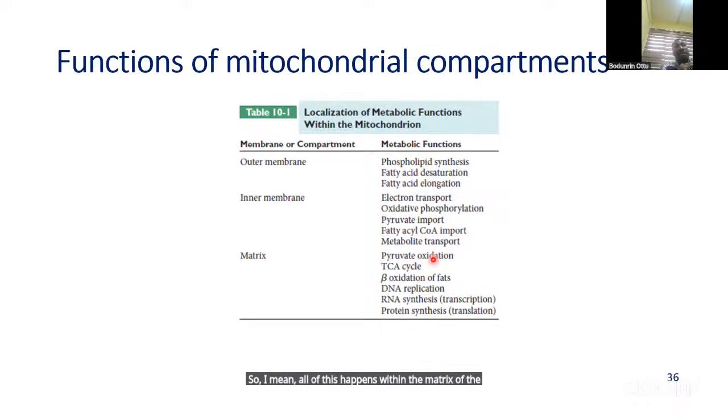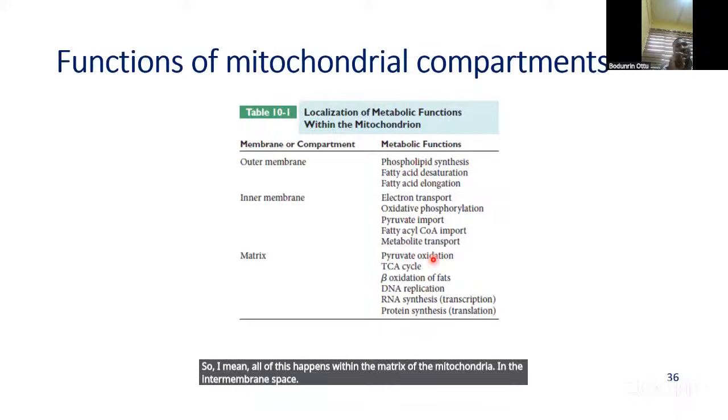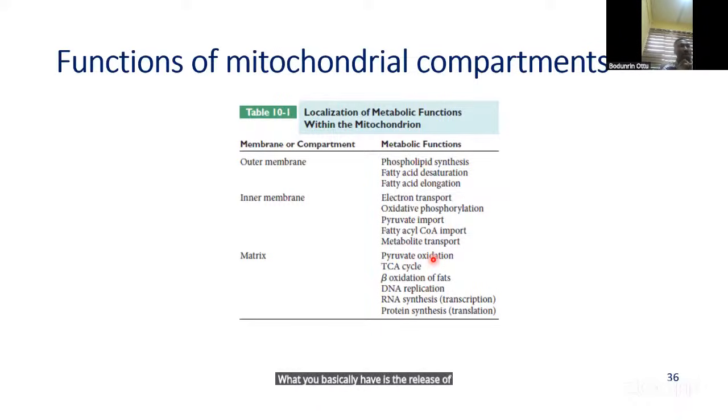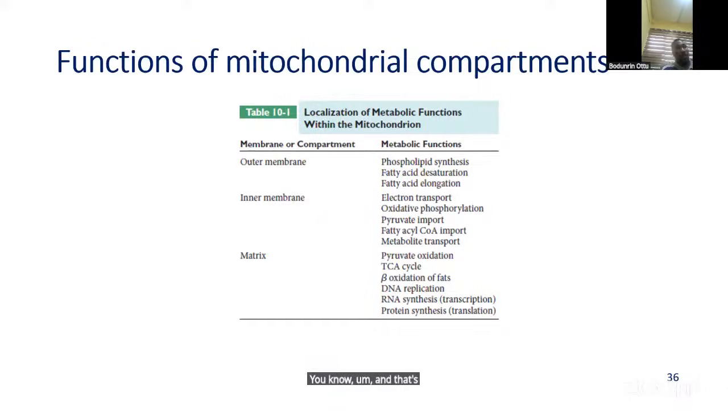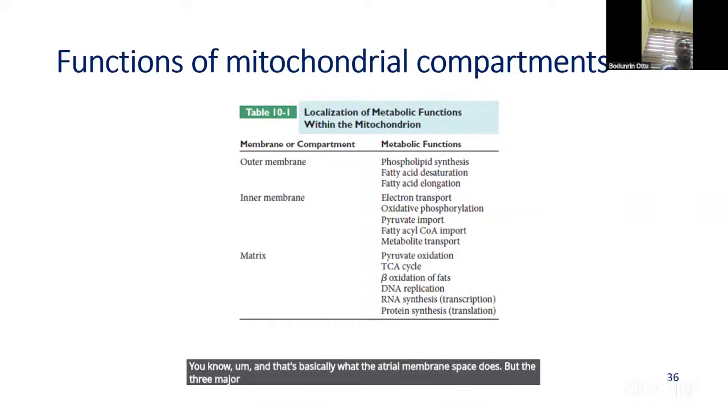In the intermembrane space, what you basically have is the release of protons, pumped into the intermembrane space. So it has like a high proton gradient, and that's basically what the intermembrane space does. But the three other components, or compartments of the mitochondria are the outer membrane, and their functions have been specified here.